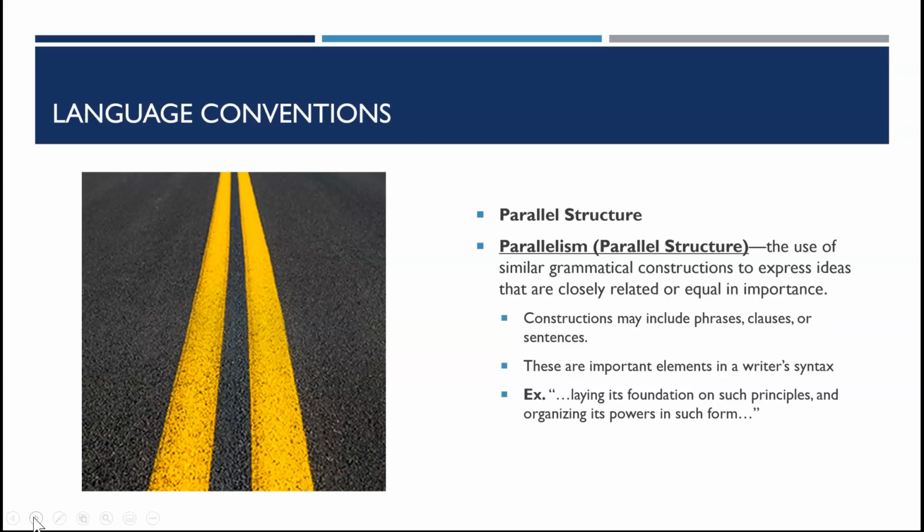Now, what are some language conventions? Parallel structure is one of them. Parallelism or parallel structure is the use of similar grammatical constructions to express ideas that are closely related or equal in importance. Constructions may include phrases, clauses, or sentences, and these are important elements in a writer's syntax. For example, laying its foundation on such principles and organizing its powers in such form.